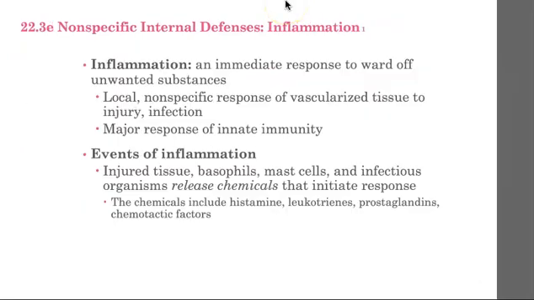Another non-specific internal defense is going to be inflammation, and this is going to be an immediate response to ward off our unwanted substances. It usually is going to be found more local, and it's a non-specific response to vascularized tissue, to injury and infection, and is a major response of our innate immunity. So the events of inflammation is that our tissue becomes injured, our basophils and mast cells are going to take action, and the infectious organism is going to release chemicals that initiate the response. We'll see chemicals used like histamine, leukotrienes, prostaglandins, and chemotactic factors.